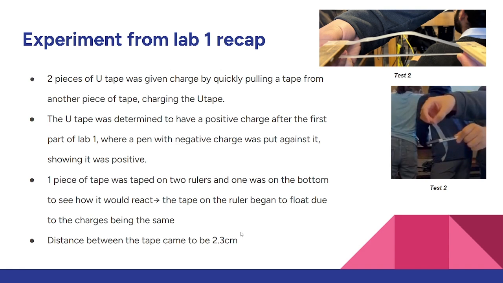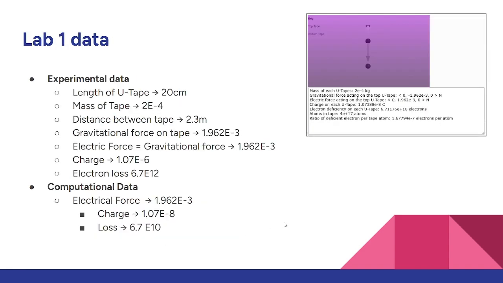Alright, so this piece of tape came out to be around 2.3 centimeters. The experimental data from Lab 1 was: the length of the U tape was 20, mass was 2 times e to the negative 4, the distance was 2.3 meters, like I stated before. The gravitational force is 1.962 e to the negative 3, which is just solved by the mass times gravity. The electric force, which is equal to the gravitational force, was 1.962 e to the negative 3, the charge was 1.07 e to the negative 6, and the electron loss was 6.7 e to the 12. Now the computational data that we got: the electric force was 1.962 e to the negative 3, which is the same as the experimental data, but the charge was 1.07 e to the negative 8, which is what we're going to be using for our next computational data, and the loss was 6.7 e to the 10.